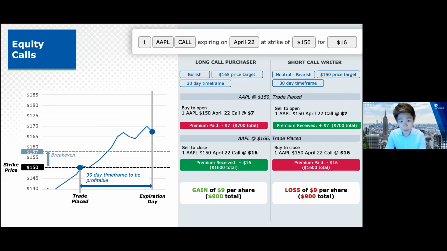But if, let's say, you look at a call option that has a break-even price of $157 and you don't think the stock is going to reach that price, well, that should probably be a call option that you do not purchase. So it's really important to understand that break-even price and how that factors into your decision-making process as to whether or not you buy that call option.